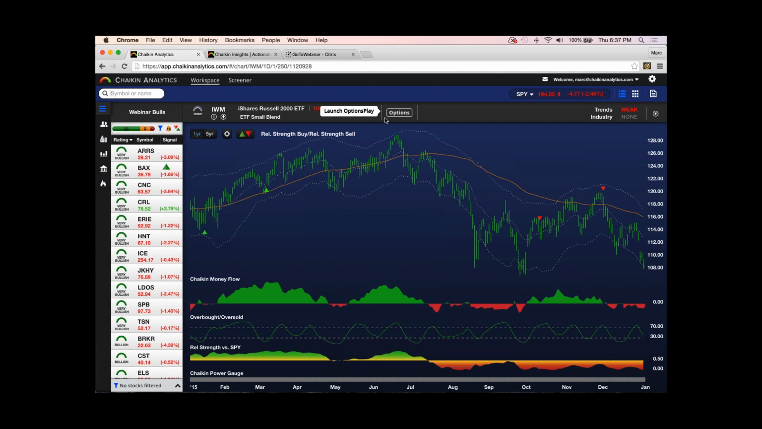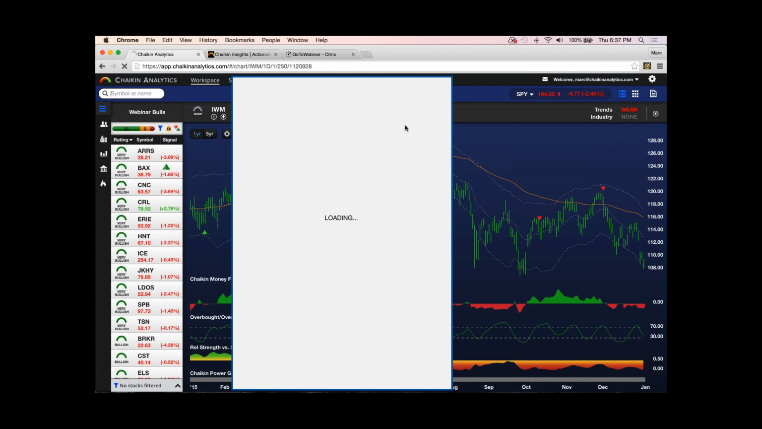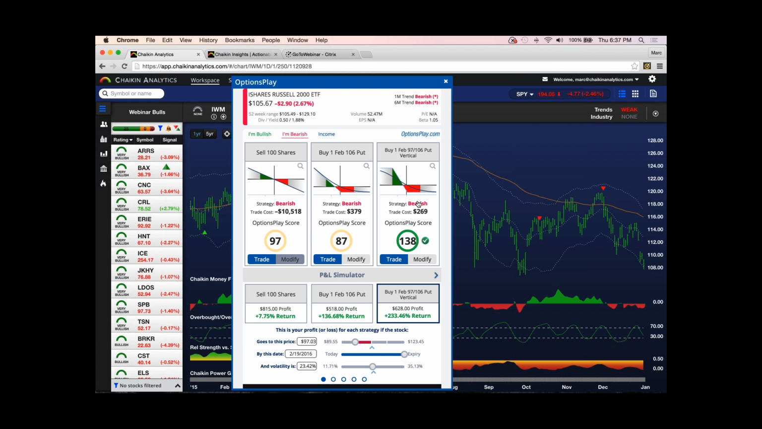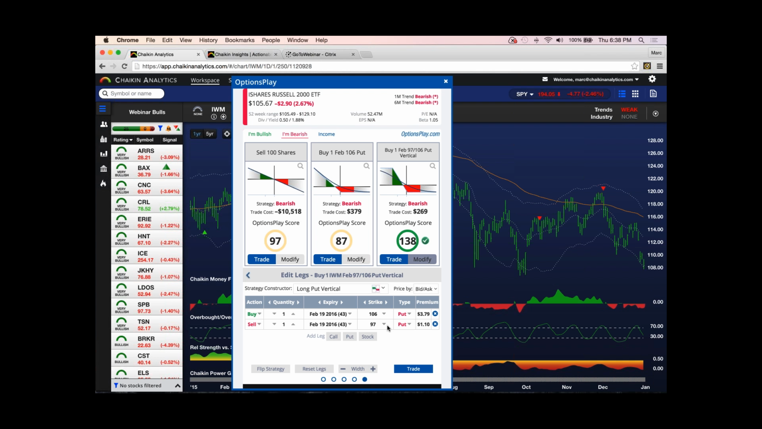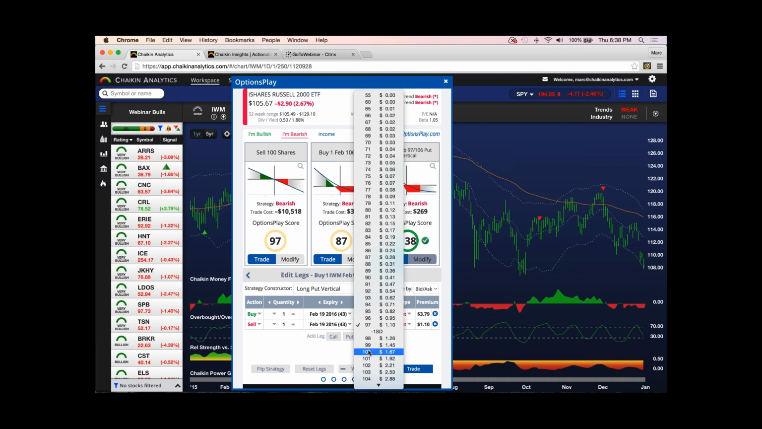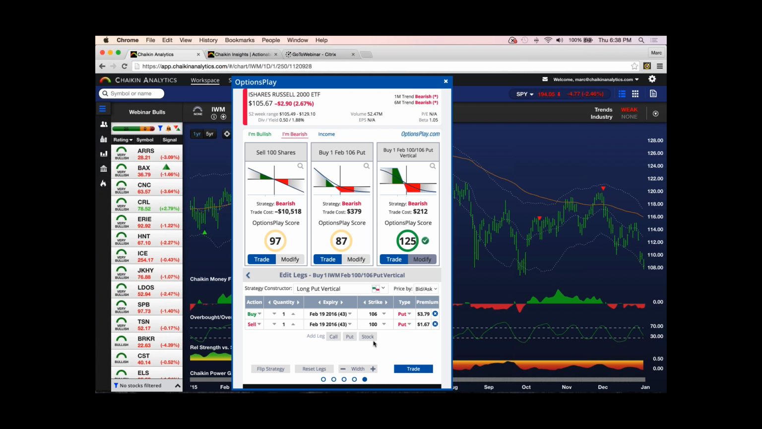Here's the Russell. I felt it could go even more. Let's see what it's saying about the Russell now. Whereas on Sunday it was bullish, it's now bearish. It's still finding a nice vertical put spread, the 106-97 put spread. But let's say I wanted to reduce the cost from 269, which would give me a 233% return, and modify that and write the 100 put spread instead. I improve my risk-reward ratio. It costs me only 200 bucks. The probability of break-even is higher.